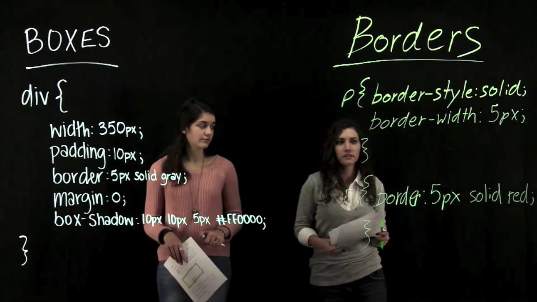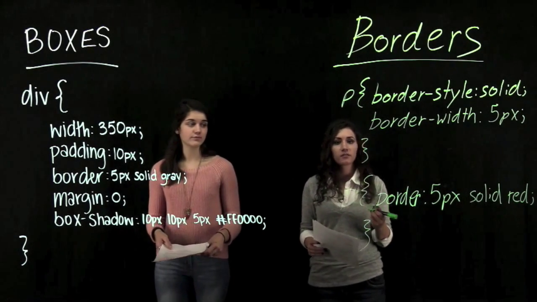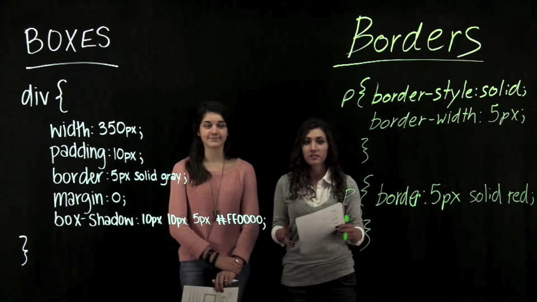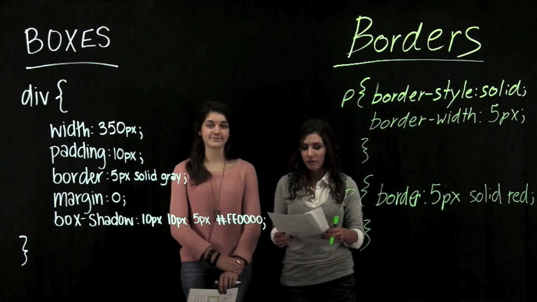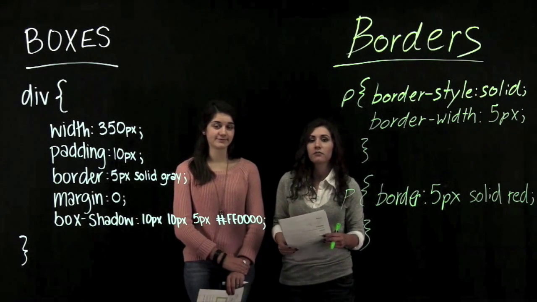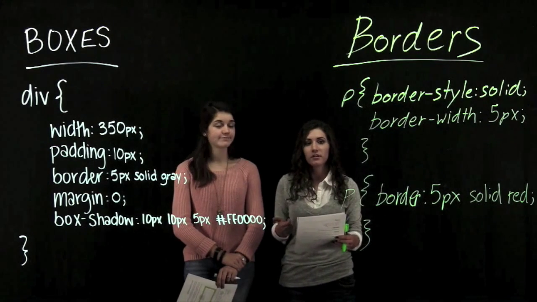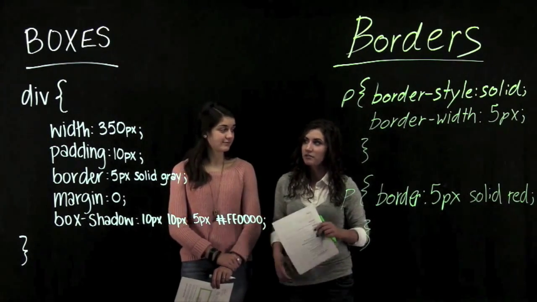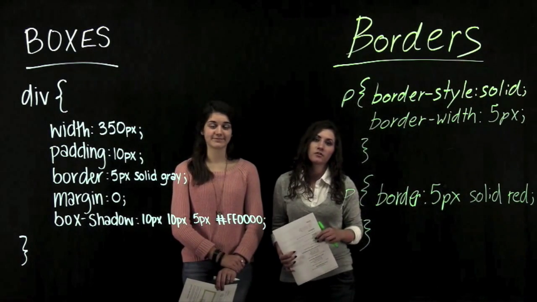Alright, so this example is the basics of boxes and the basics of borders. So we've shown you how to do the basic dimensions as well as some customizations with color and box shadow. Just make sure in general when you're coding that you use semicolons after every line and that you close things up with brackets. Now I guess we'll move on and show you guys some examples on web pages.